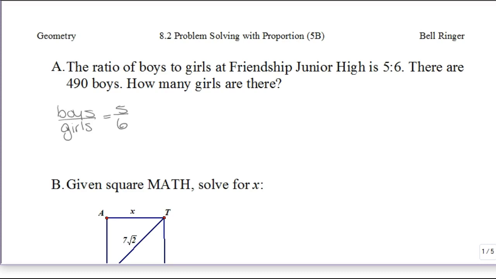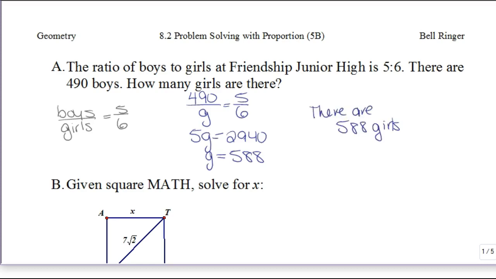The next thing I'm going to do is substitute my known values. There are 490 boys, and we're looking for the number of girls. From here, I'm going to use my cross products to solve for the number of girls. To answer the question, there are 588 girls.